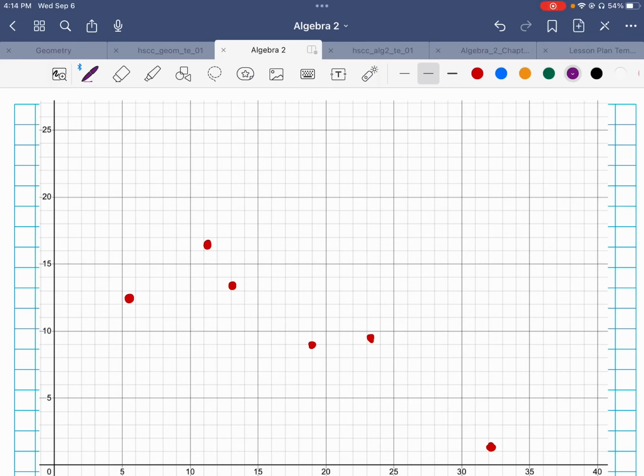So your question is, how do you do line of best fit? First thing we need to understand is what is the line of fit? Not best fit, sorry, line of fit. Line of fit is just an approximate line that represents your points on your graph.